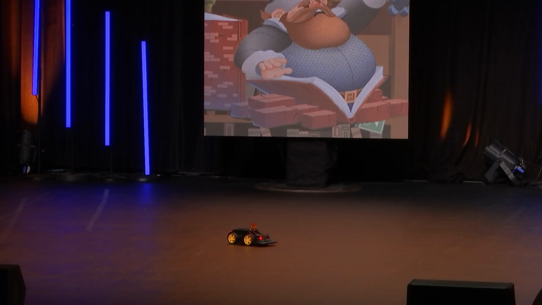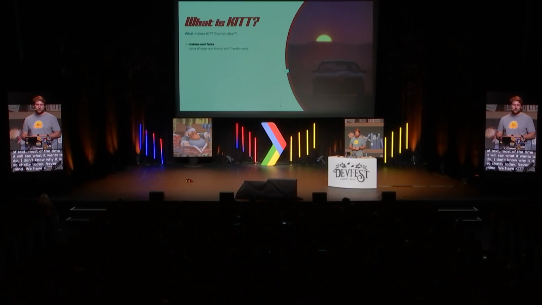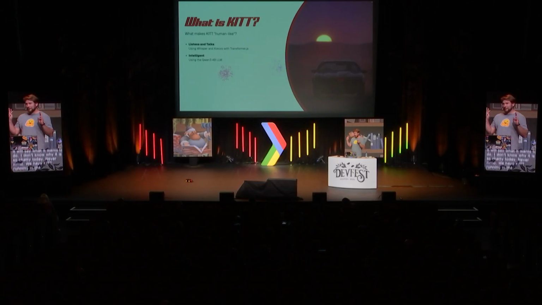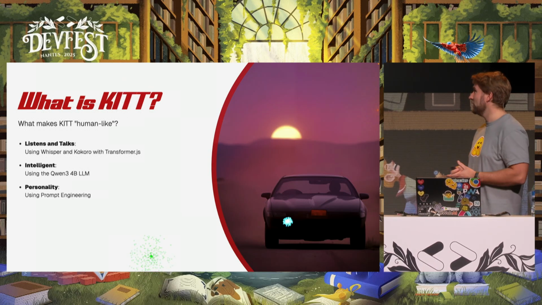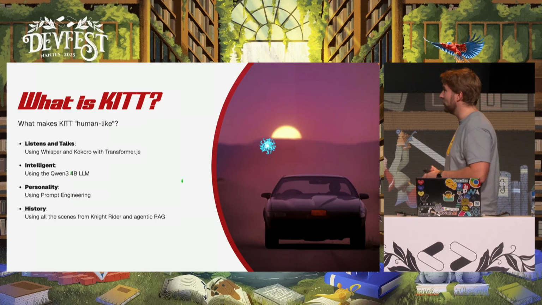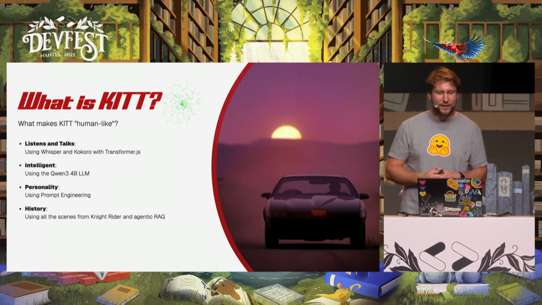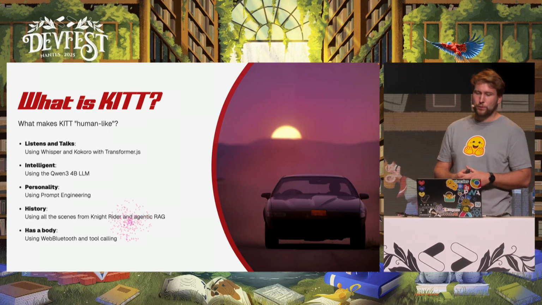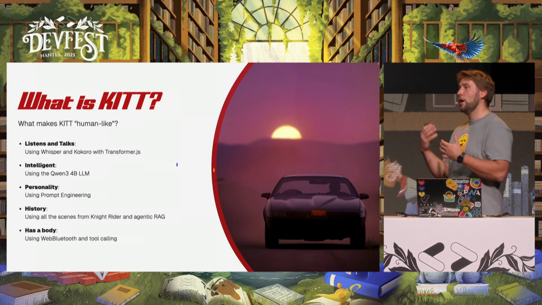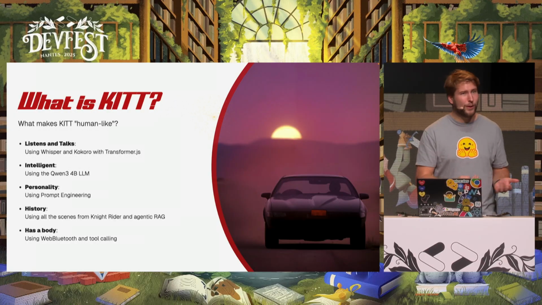It listens and it talks using Whisper and Kokoro with Transformers.js. It is intelligent, kind of intelligent, using the Qwen 3.4b LLM. It has a personality using just prompt engineering. It has a history using all the scenes from Knight Rider and Agentic RAG. And it has a body using WebBluetooth and tool calling. So we now know what I've built. We now know how I've built it.